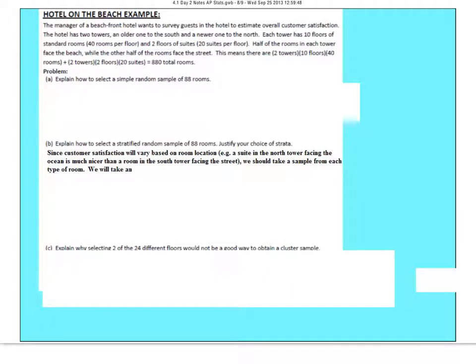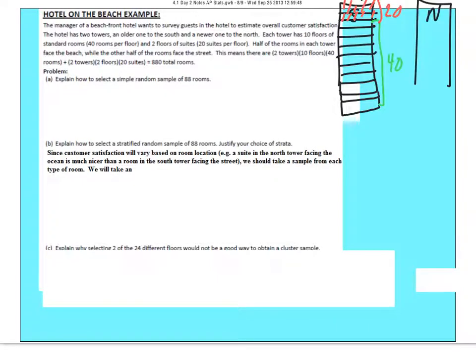Hotel on the beach. The manager of a beachfront hotel wants to survey guests in the hotel to estimate the overall customer satisfaction. The hotel has 2 towers, one older tower on the south side and one newer tower on the north. Each tower has 10 floors of standard rooms with 40 rooms per floor.